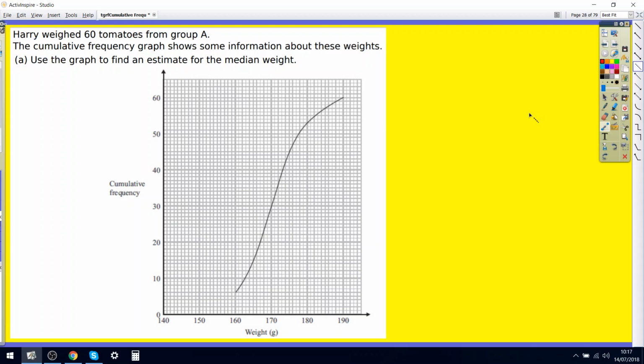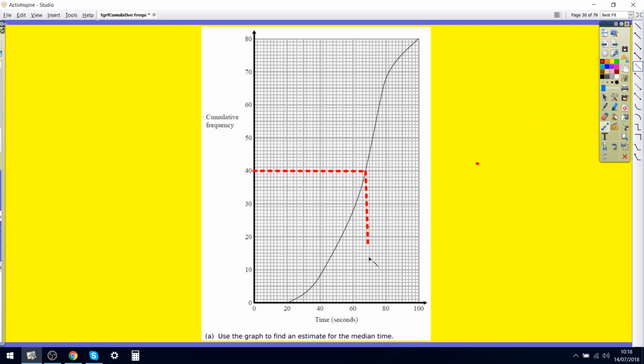Okay, this time they don't give us how many people or things there are. So what would we do here? Is the answer just going to be like 65 or whatever? Yeah, basically the graph goes up to 80, so there's 80 people. So go up to 40, go across, hit the line, and it looks like, 2, 4, 6, maybe 67.